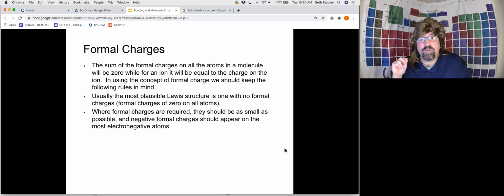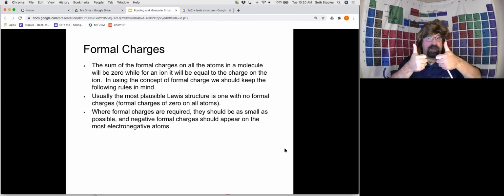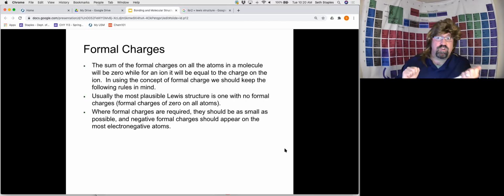And negative formal charges should appear on more electronegative atoms. That's another key. If you end up with some sort of structure that has a positive formal charge on carbon and a negative formal charge on oxygen, then that's awesome. You've got your negative formal charge on the more electronegative atom. If it's the opposite, if you have a structure that has a positive formal charge on oxygen and a negative formal charge on carbon, look at your structure and see if there's another way to arrange it so you can flip that.